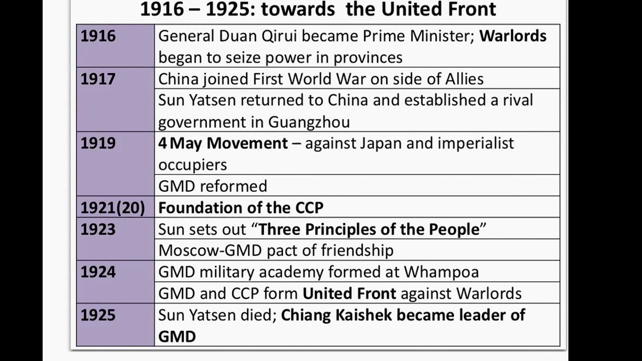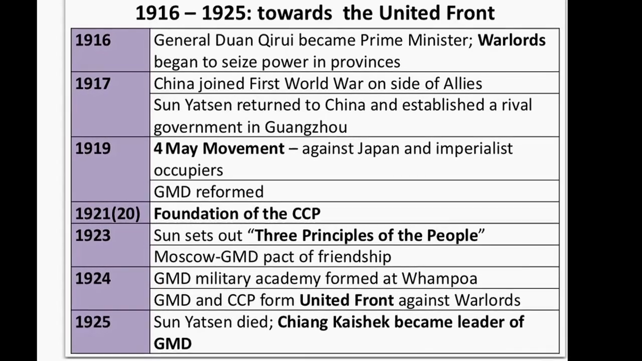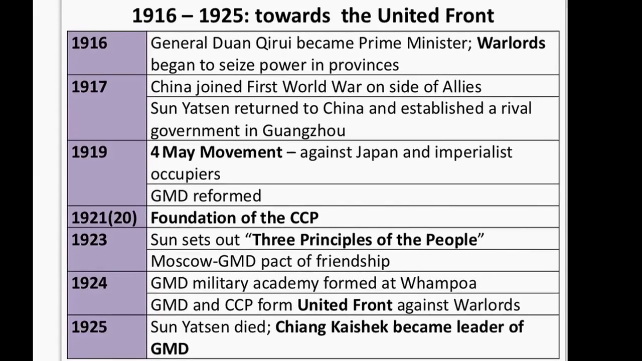Sun Yat-sen and the GMD, who have been in exile in Japan, return to China and establish a rival government in Guangzhou. Realizing that the GMD will need an army to win power, Sun Yat-sen reforms the GMD on militaristic lines and establishes a military academy at Whampoa. The GMD then formed the United Front with the Chinese Communist Party to fight the warlords. When Sun Yat-sen died in 1925, Chiang Kai-shek became leader of the Kuomintang. However, he was far less keen on working with the communists.